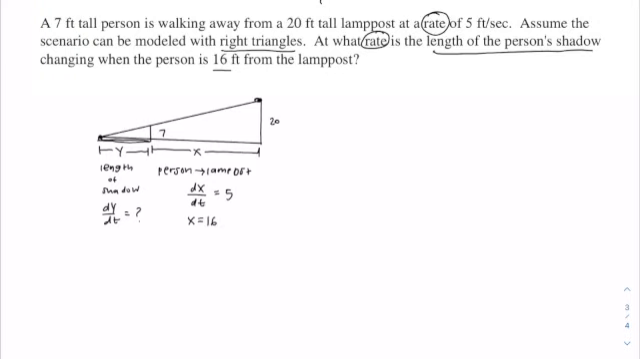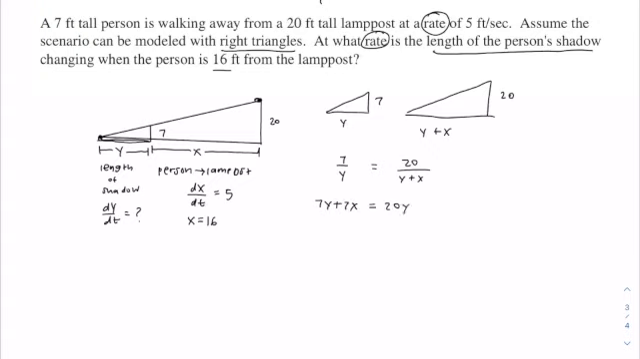So notice that we have similar triangles in this situation. We have the one for y and 7, and then we have y plus x and 20. So if we want to establish a relationship here, the best way to do so is through ratios. The first one, 7 over y. The second one, we have 20 over y plus x. If we equate those together, then we can do 7y plus 7x is equal to 20y. I just basically cross-multiplied right here.